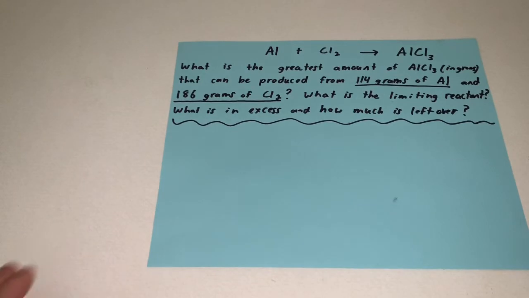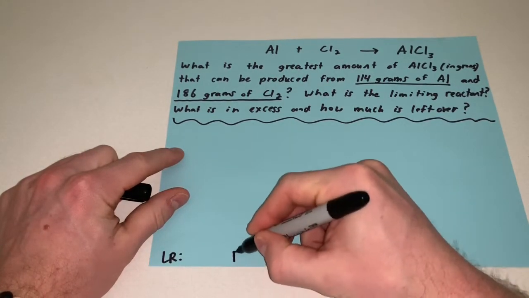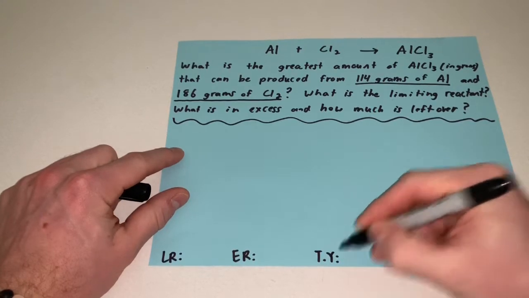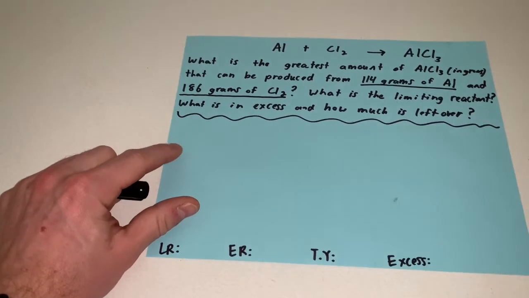Let's take it to a little bit more serious example. All right, again, we have a chemical reaction. We want to figure out what the limiting reactant is, what our excess reactant is, what our theoretical yield is, and then how much is left over in excess.